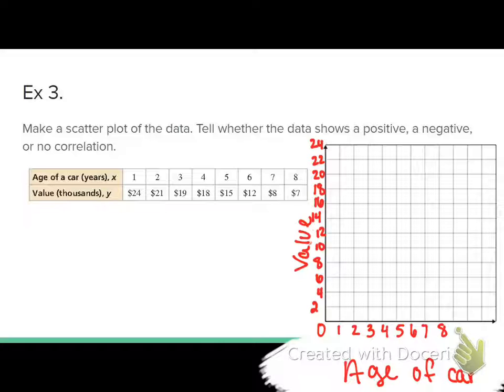Questions about labeling our scale? That should always be your first step, because if you don't have a scale on your grids, then there's no way that you're going to be able to plot your points.